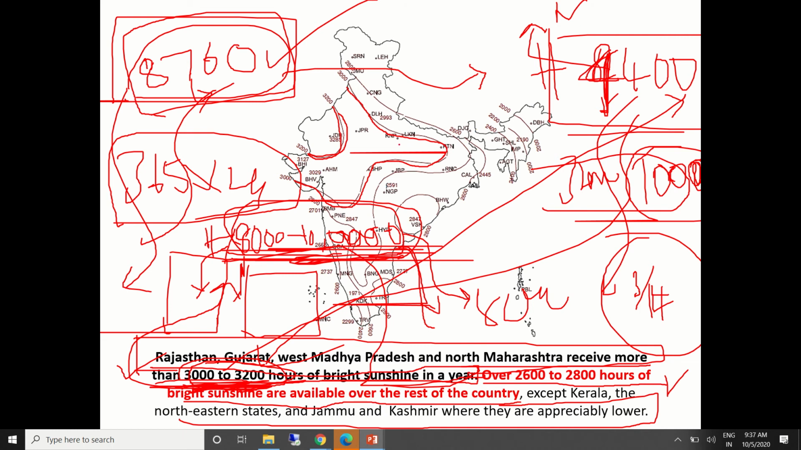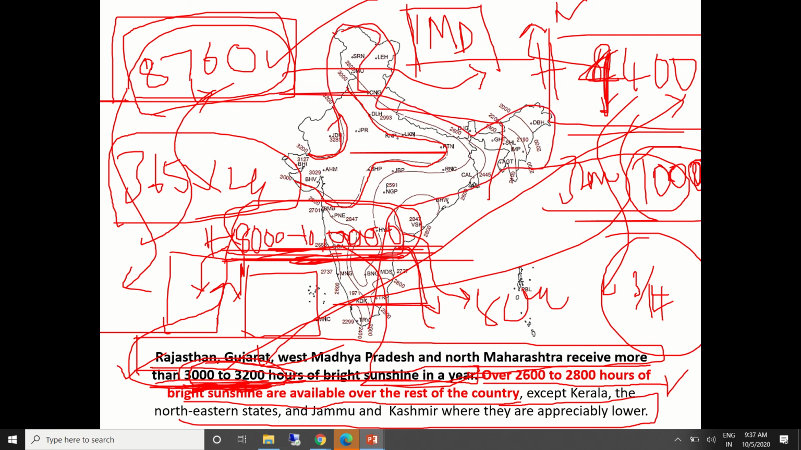These maps are not produced by myself. These maps are available on the IMD website, the Indian Meteorological Department, where we can study them. In fact, these are part and parcel of the National Building Code. I'm time and again bringing up this topic, so we have to go through this document very carefully.